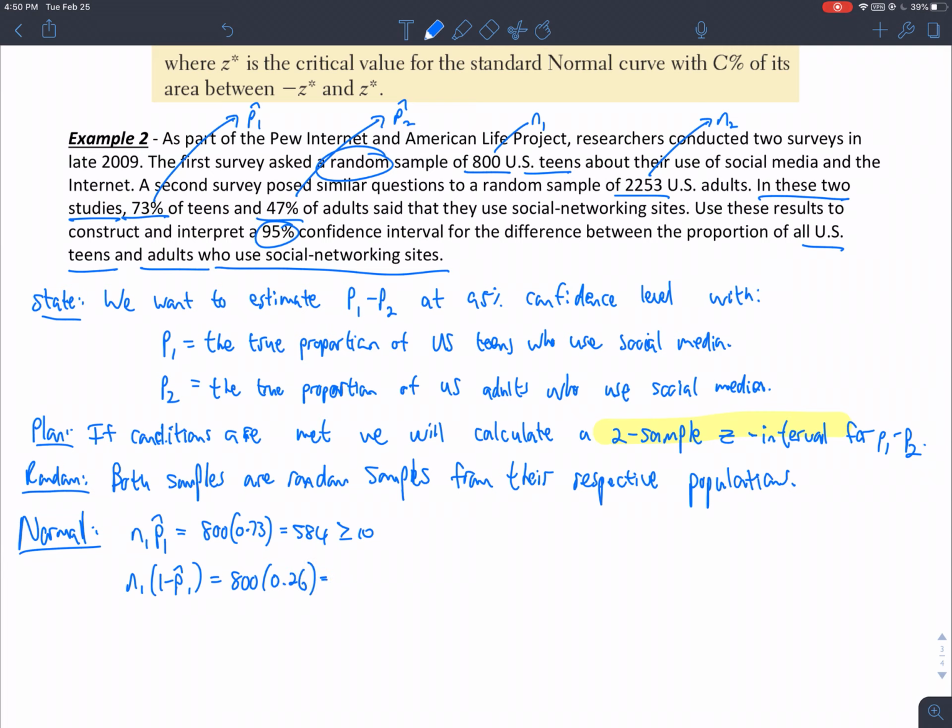And that would be equal to 216, I think, if you do that calculation, which is greater than or equal to 10. All right, good. So the first sampling distribution meets the large counts condition for the first sample. And then the second one, n2 p hat 2, which would be 2253 times 0.47.